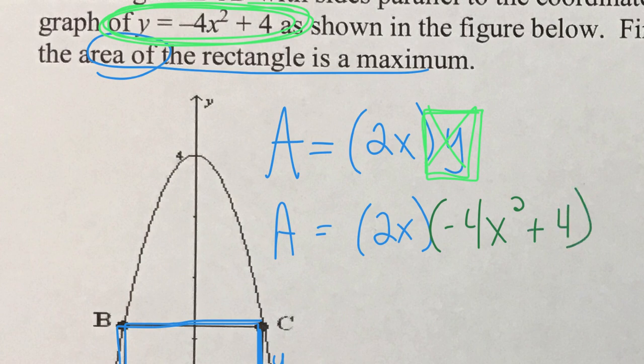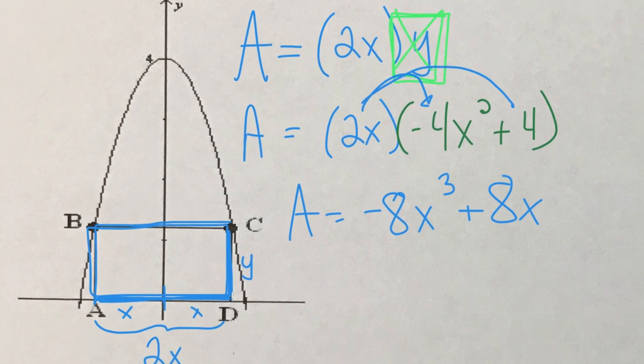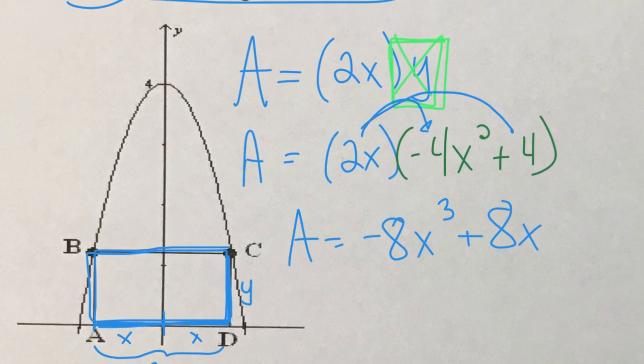Okay, so I'm replacing y with the given equation from our problem, so now I have one variable in my formula. So I have the area equals negative 8x cubed plus 8x. And this is the equation that I want to maximize. So let's take the derivative and see what happens.